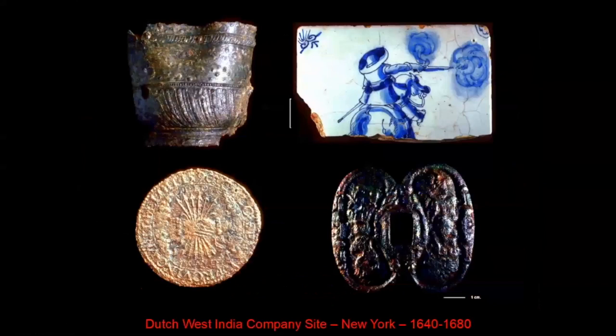What did we find? 40,000 Dutch artifacts: a blunderbuss, a sword hilt, a pewter cup with a bullet hole in it, and a 1590 coin, obviously an heirloom.